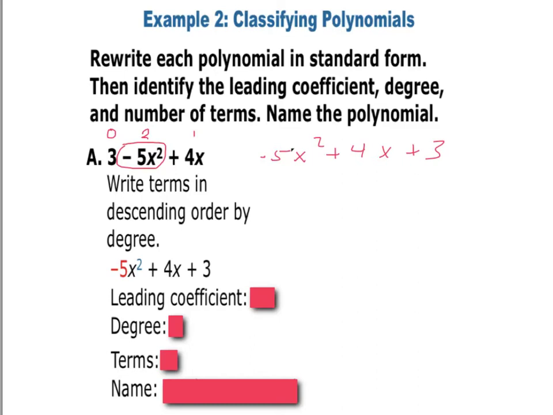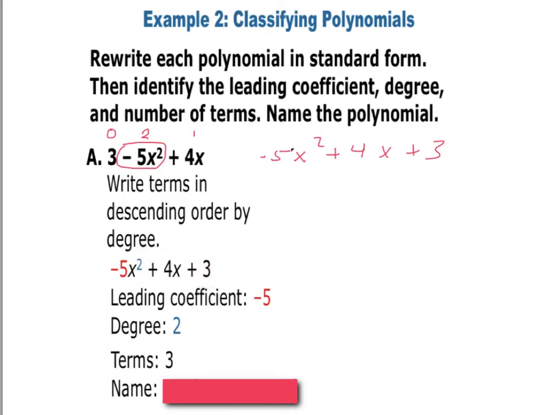Now, secondly, we need to identify the leading coefficient. Remember the leading coefficient, we look at the leading term. The leading coefficient is the number in front, and the degree of the polynomial is that 2 right up there. So our leading coefficient is going to be, yep, negative 5. The degree is going to be, if you said 2, you are correct. How many terms does it have? Well, let's see. 1, 2, 3. Notice the terms are separated, remember, by addition or subtraction. So it has 3 terms.